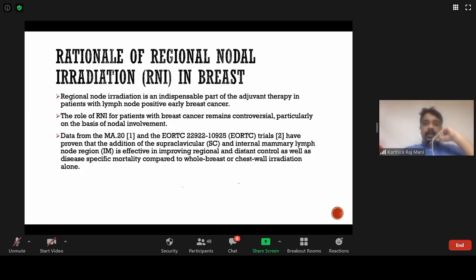So the rationale of regional node irradiation in breast cancer is that it is still an indispensable part of adjuvant therapy in lymph node positive patients, even in earlier breast cancers. The role of regional node irradiation for patients with breast cancer remains controversial, particularly on the basis of nodal involvement, and many other factors have to be included. Data from the MA20 trial and EORTC have proven that adding supraclavicular and intramammary lymph node irradiation effectively improves regional and distant control as well as disease-specific survival compared to whole breast or chest wall irradiation alone.